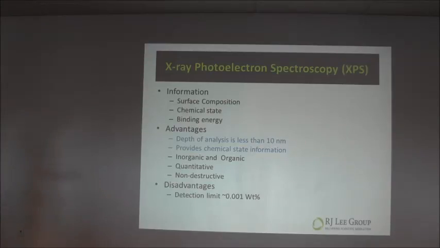This only penetrates about 10 nanometers. So instead of looking at the metal underneath the coating, you're just looking at the coating itself. And it gives you, again, elemental information. It gives you information about the chemical state, so you can tell whether it's iron 2, iron 3, this or so.